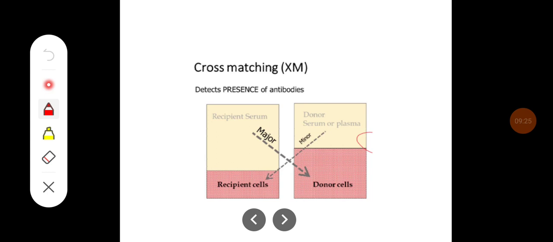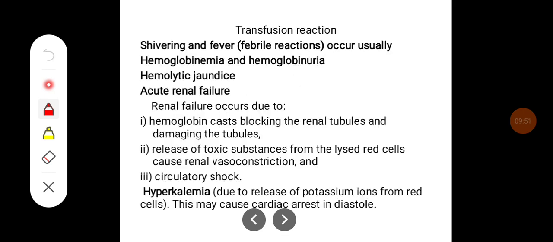So this is another example of cross matching. In major cross matching, the donor's RBCs are matched with the recipient's serum, whereas in minor cross matching, the recipient's RBCs are matched with the donor's serum.